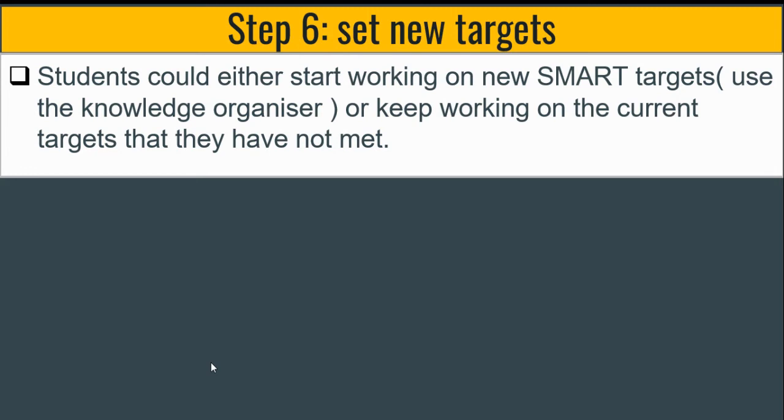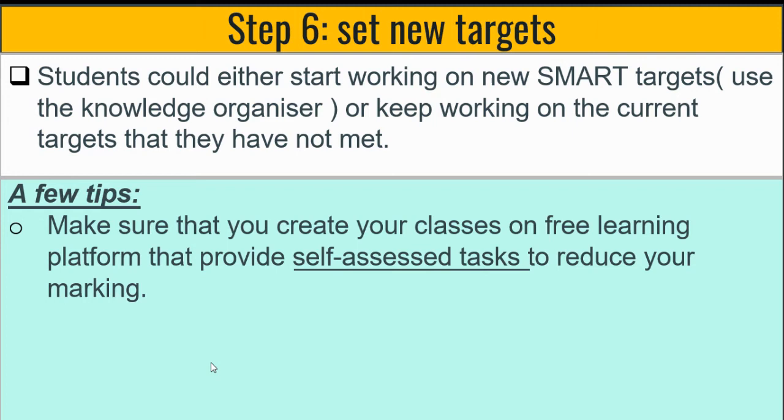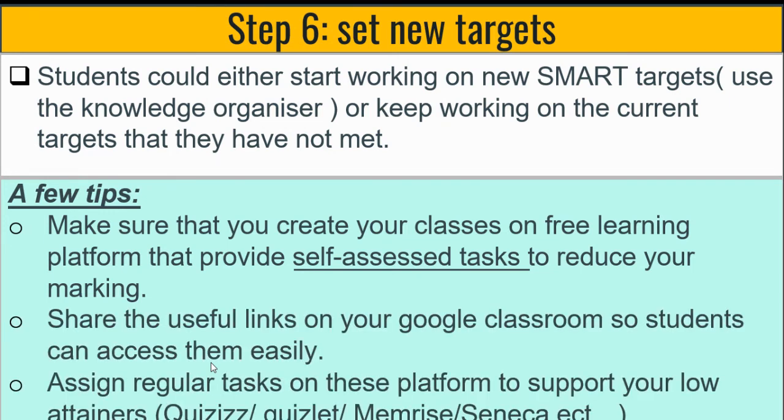Okay, and lastly, a few tips for you. Make sure that you create your classes on free learning platforms that provide self-assessed tasks to reduce your marking. For instance, I use Seneca, quizzes, Quizlet, and Memrise with all my classes. These are self-assessed tasks, so the students literally take a screenshot of that and upload it in the Google Classroom, and you don't have to do the marking because it's already there.